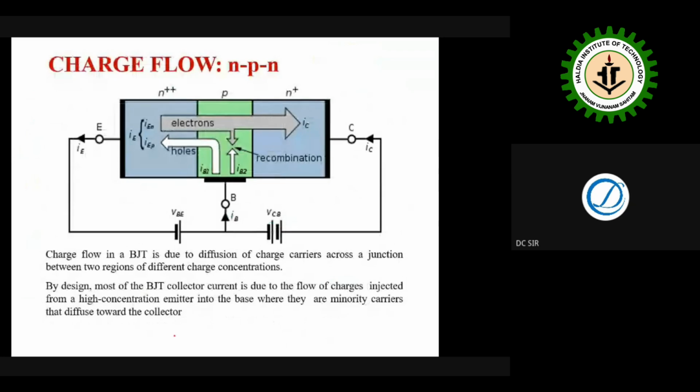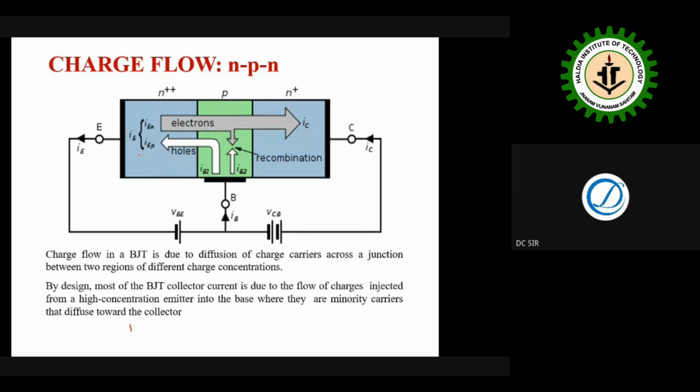The same thing applies in the case of NPN, with electrons. Charge flow in a BJT is due to diffusion of charge carriers across a junction between two regions of different charge concentration. By design, most of the BJT collector current is due to the flow of charges injected from a high concentration emitter into the base, where they are minority carriers and diffuse towards the collector.